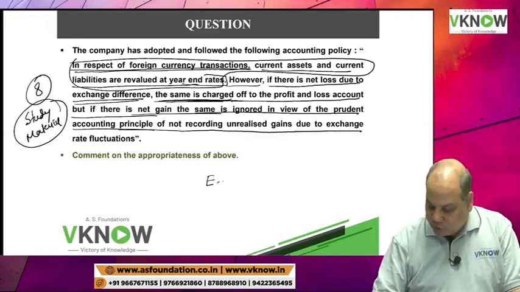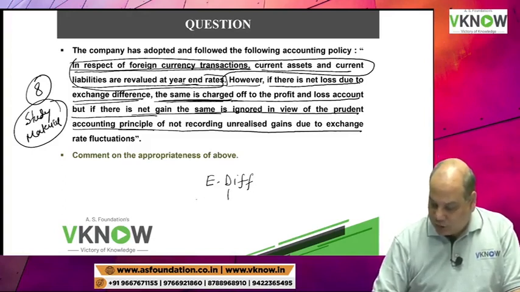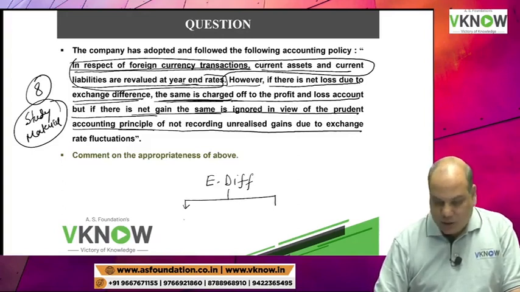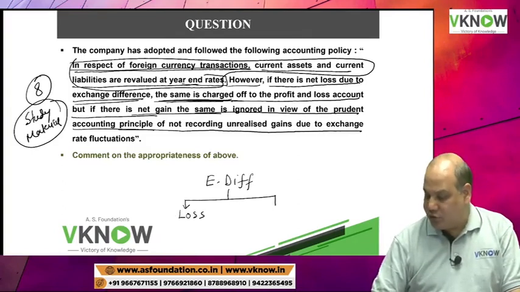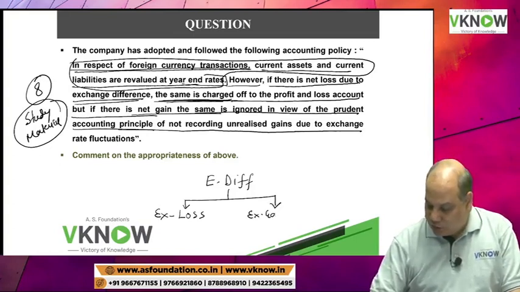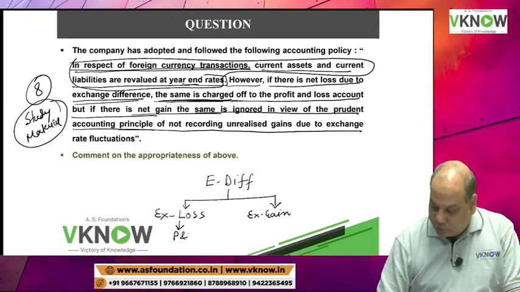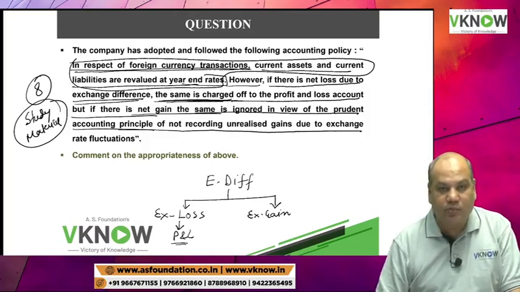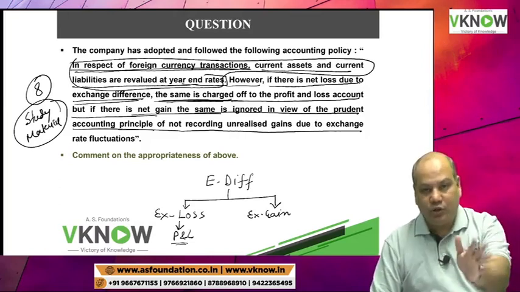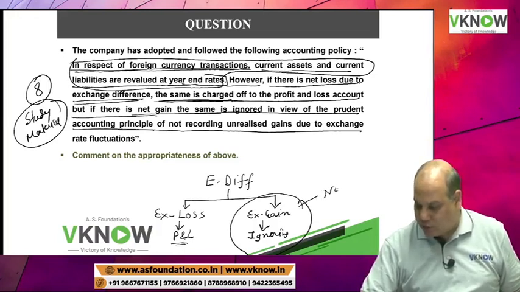So what this company is doing, it is calculating exchange difference on current assets and current liabilities. There are some items on which you have exchange loss. There are some items on which you have exchange gain. So this company is saying, where there is exchange loss, we are charging it to the P&L account, but if there is exchange gain, we are ignoring it. This portion of the treatment is not appropriate.